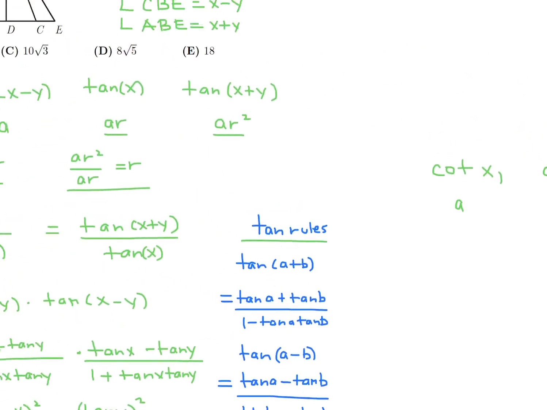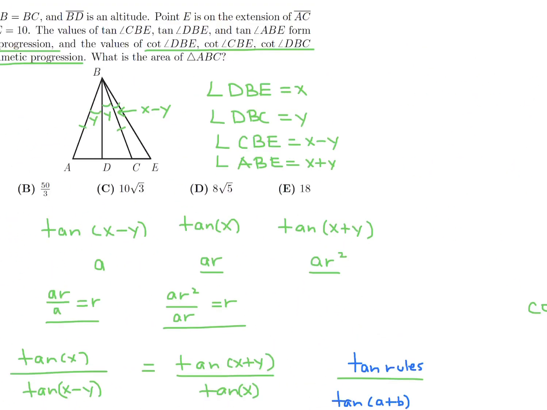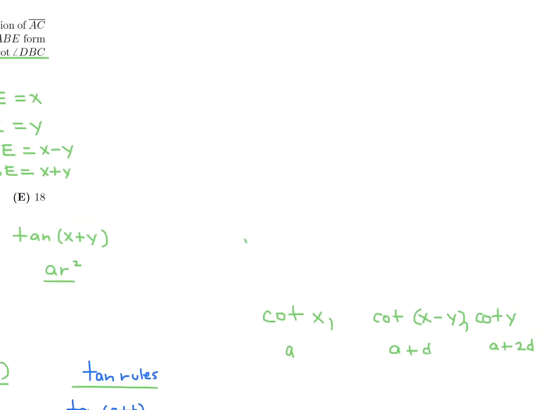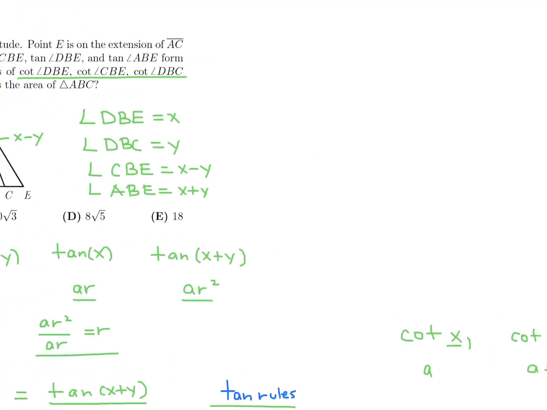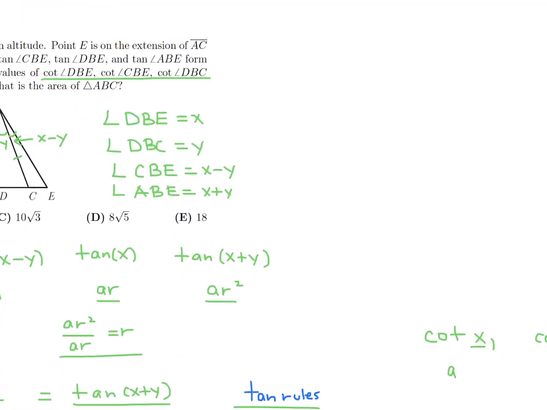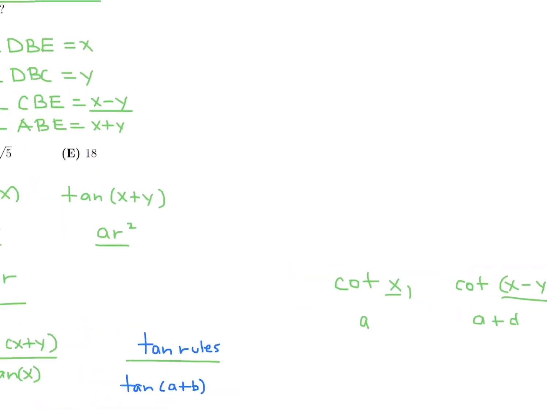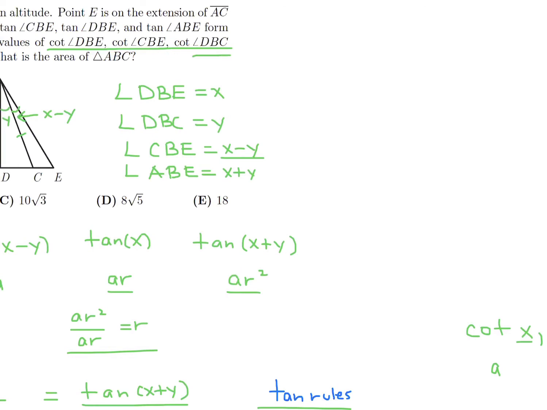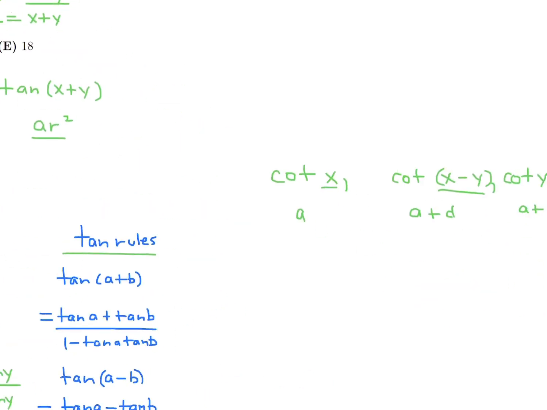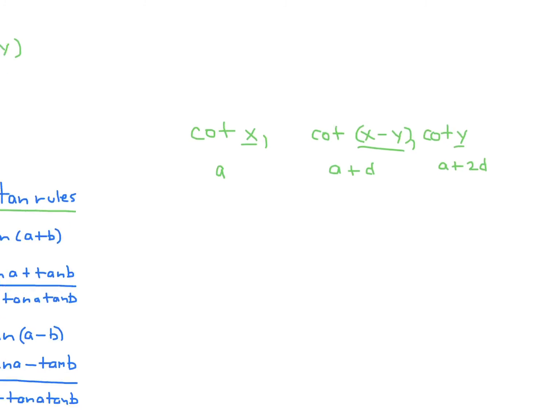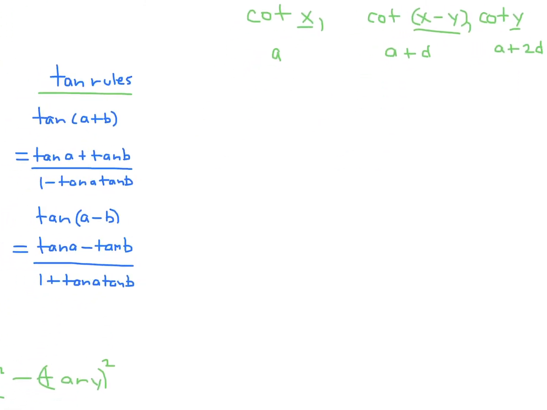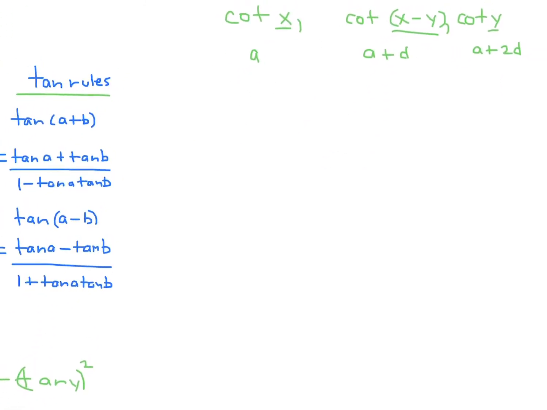And let me just double check I got my angles right. DBE, which was X. Okay, that's X. CBE, which is X minus Y. Got that one. And DBC, which was Y. And I got that one. Okay, good. I got my angles right because I don't want to make that mistake.